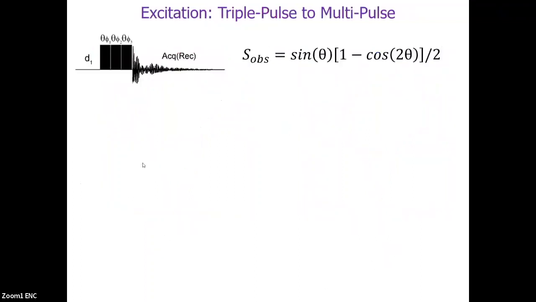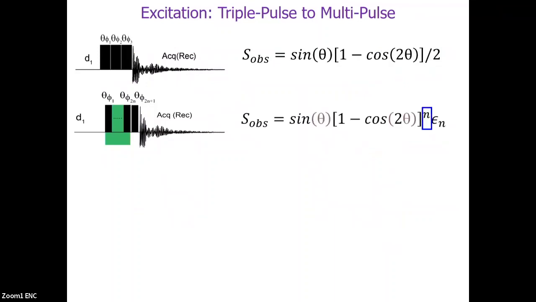Since the trick lies in the first 2 pulses, what we do is add additional 2 pulses, and then add additional 2 pulses. Basically, we add in 2n plus 1 pulses. And now the signal is scaled by (1 minus cosine 2 theta) to the power of n. N can be 0, 1, 2, 3, etc.